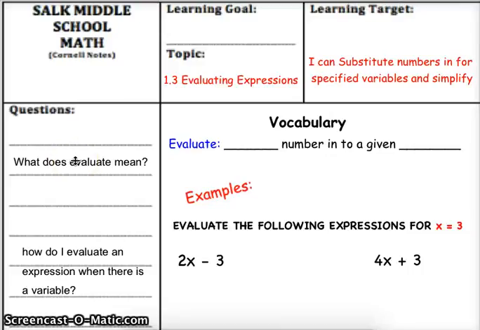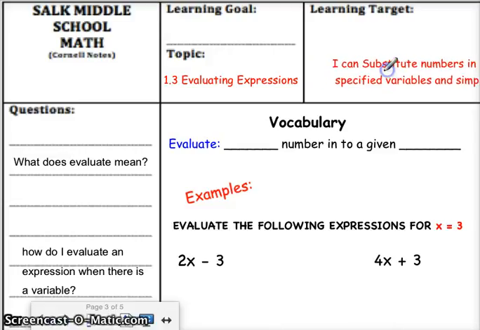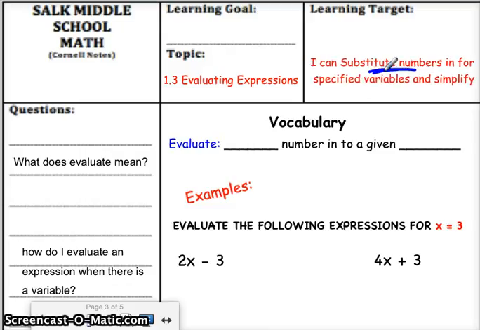Today we are moving on to 1.3, and it is evaluating expressions. Your learning target: you can substitute numbers in for specified variables and simplify. Substitute a number in for a specified variable means they tell you the variable, and simplify. Simplify is just a fancy way of saying tell me the answer. Okay, that's all simplify means.